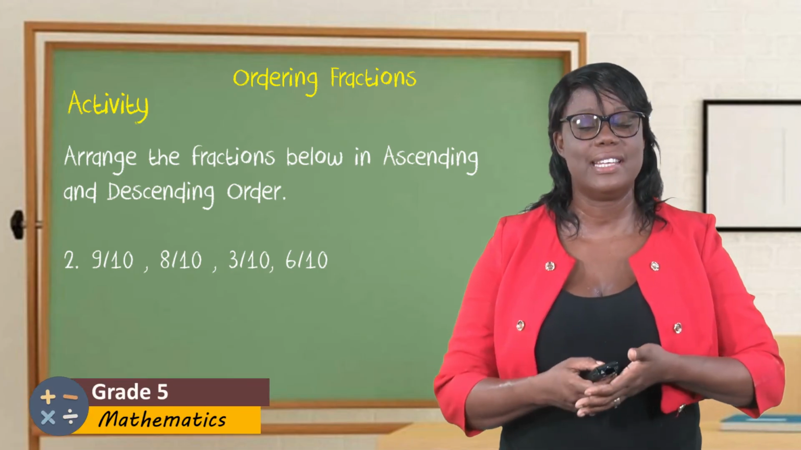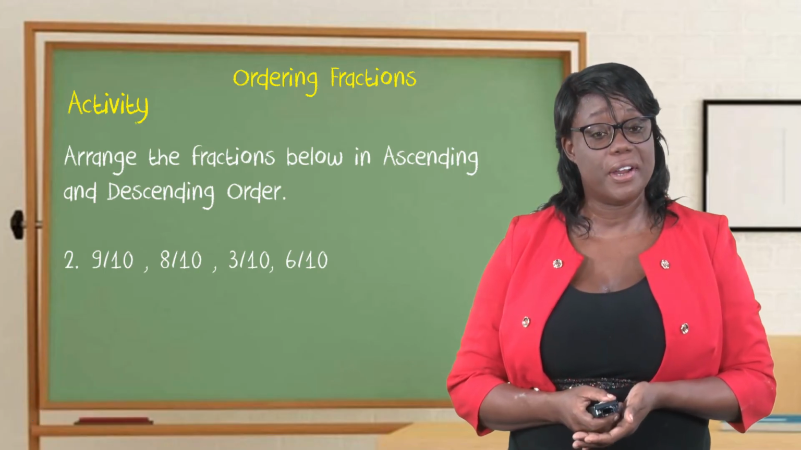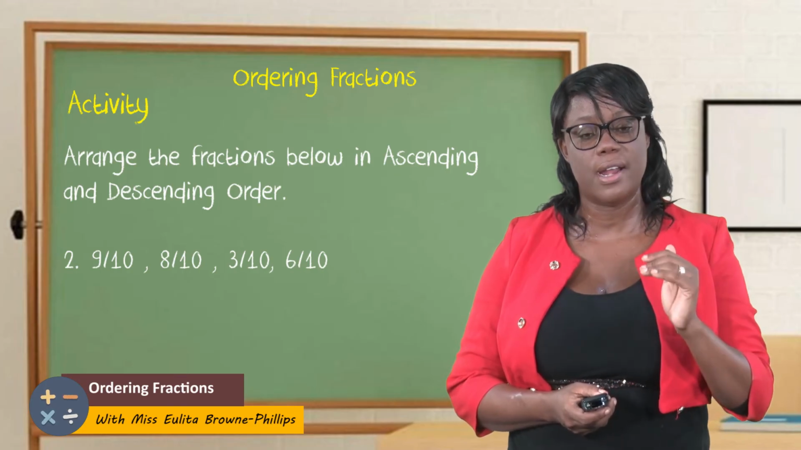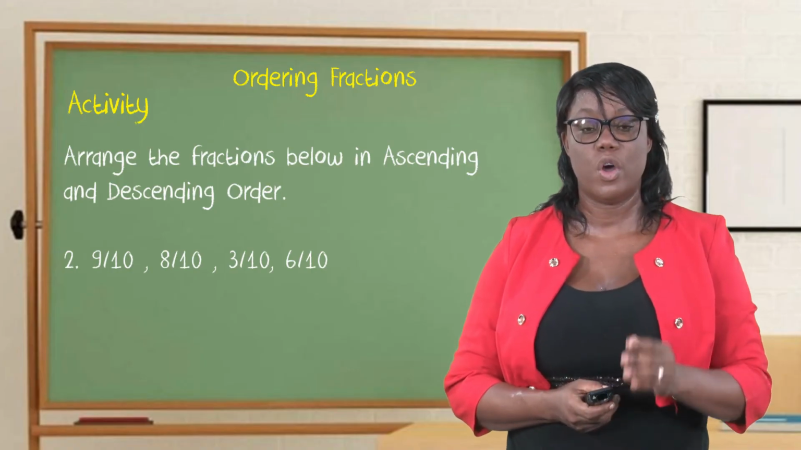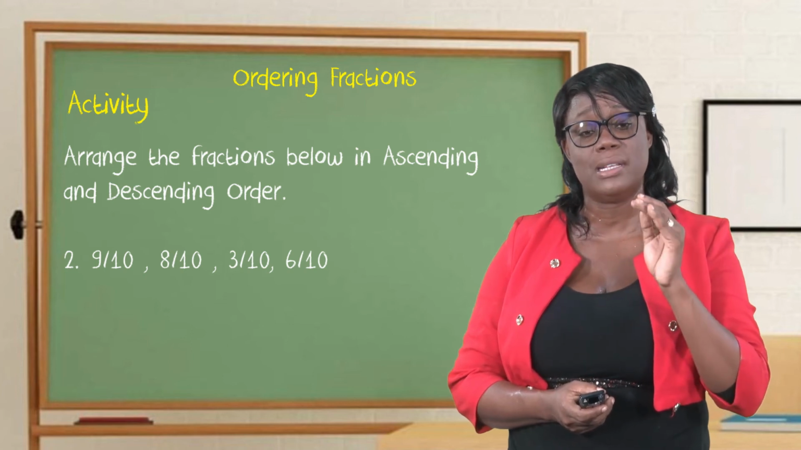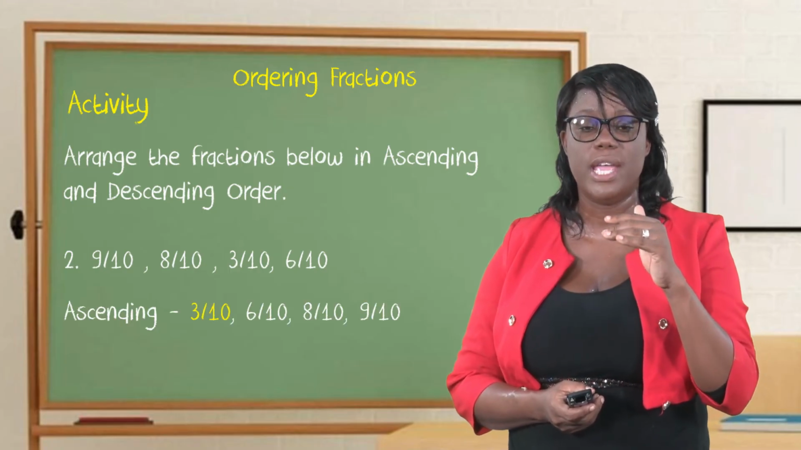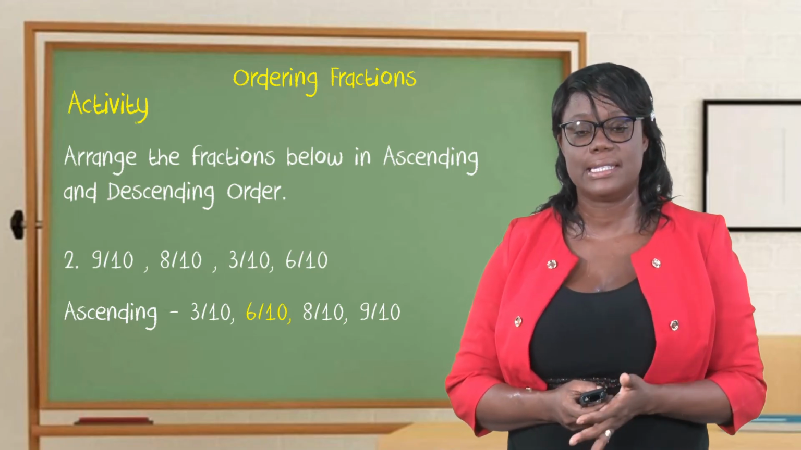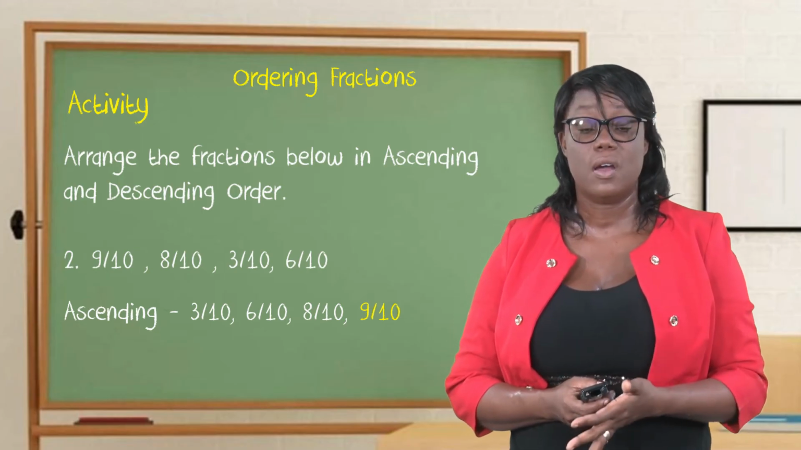Good, boys and girls, let's work. Do you remember what is ascending order? Yes, ascending order means when we start from smallest to largest. Now, all those fractions have the same denominator, so we will arrange them in ascending order according to their numerators. So the first one we have is 3/10, 6/10, 8/10, 9/10. Good job.